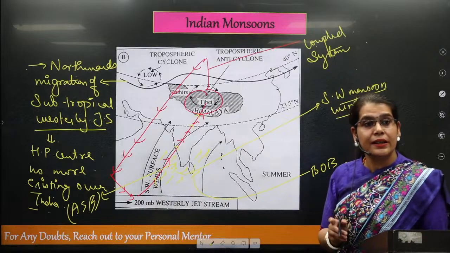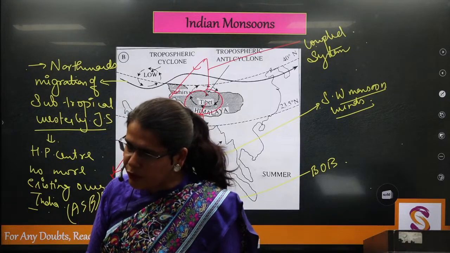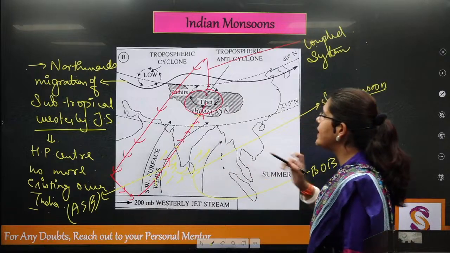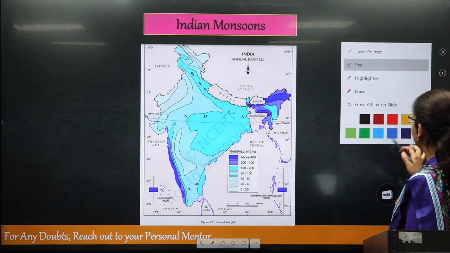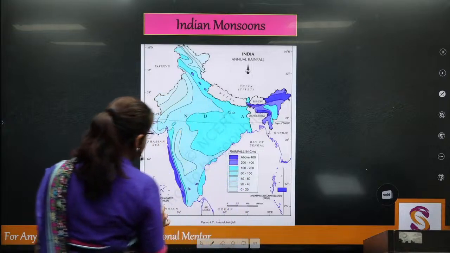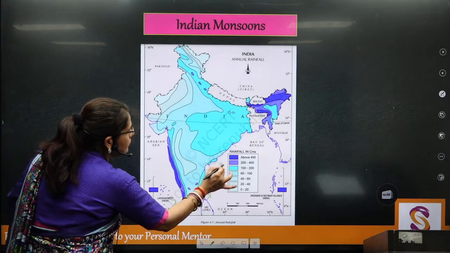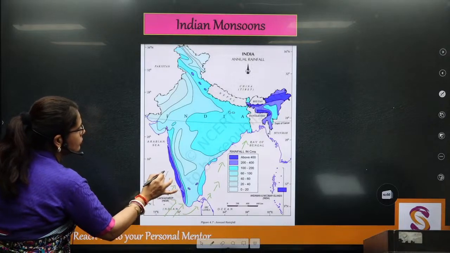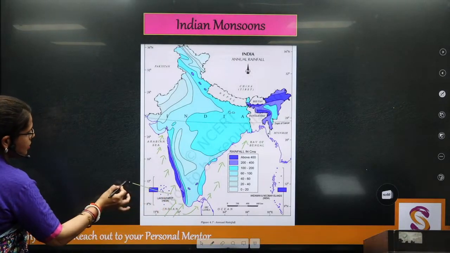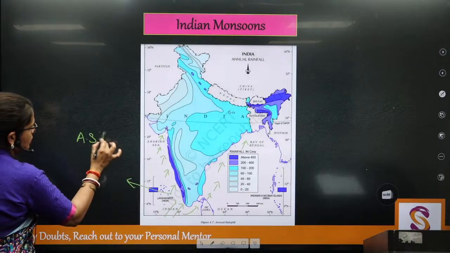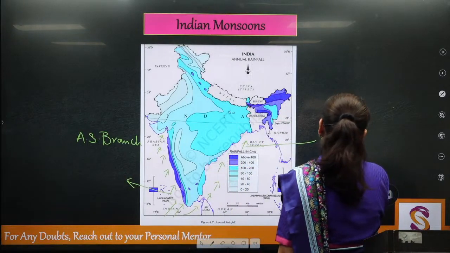Now very importantly, we must understand, even when the onset happens, do all the locations in India receive the same amount of rainfall? No, right? So we must learn why that happens. Okay. So first of all, let's take this map. Okay. So here what happens is, it is now divided into two branches. Okay. Now this is the Arabian Sea branch. And this is the Bay of Bengal branch.